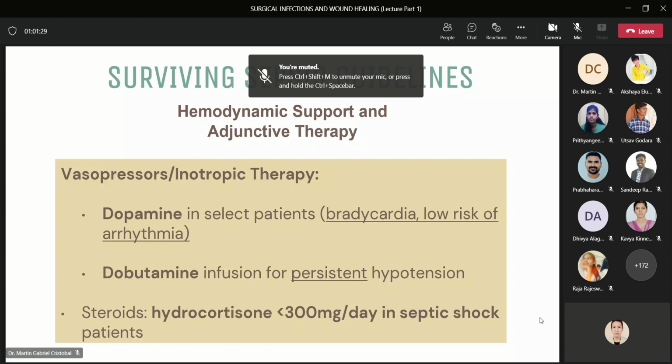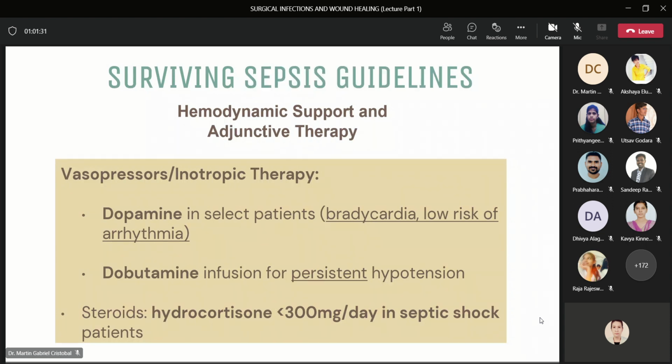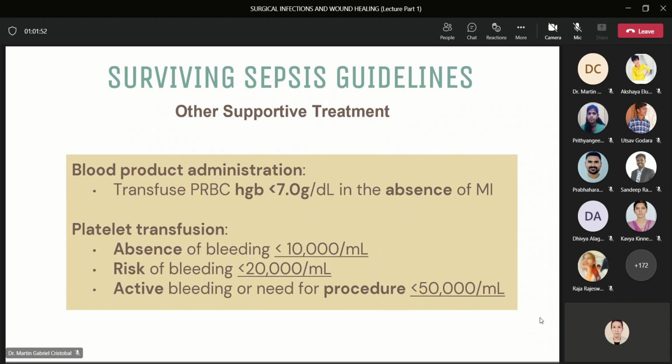Consider dobutamine infusion for persistent hypotension after appropriate resuscitation and use of vasopressor agents. Steroids should also be considered with a dosage of less than 30 milligrams per day for adult patients in septic shock when hypotension responds poorly to fluids and vasopressors.